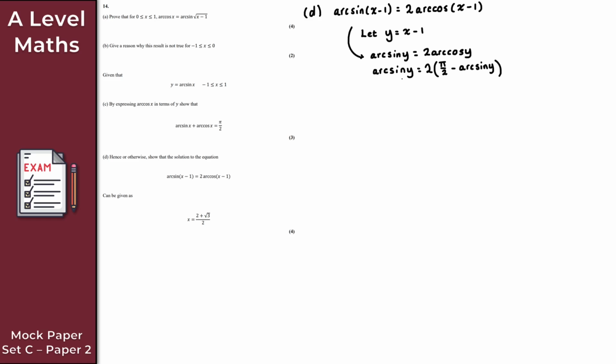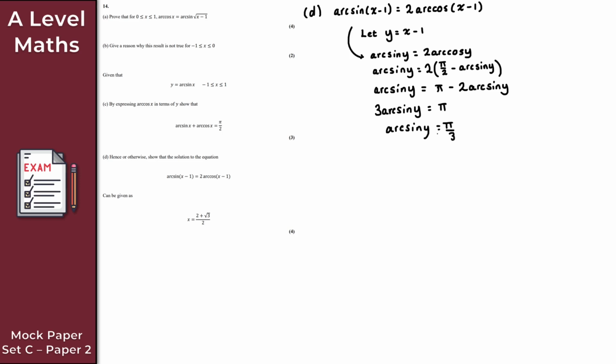So arc sine y is equal to 2 lots of pi over 2 minus arc sine y. Well, let's just times through by 2. So 2 lots of pi over 2, that's just pi, and then minus 2 lots of arc sine y. Let's keep going. Let's add 2 arc sine y to both sides to get 3 arc sine y is equal to pi. Let's divide through by 3, so arc sine y is equal to pi over 3.